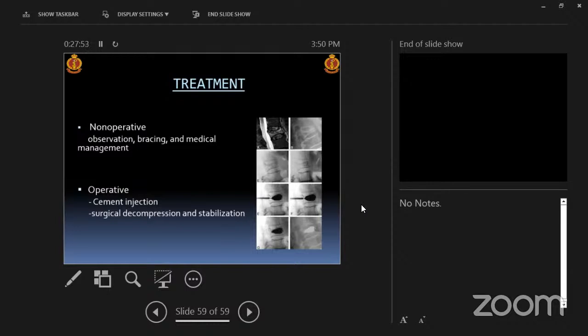Vertebroplasty: if there is no decrease in the height of the vertebral body, but there is a contusion and the patient complains of pain, you can inject the cement without kyphoplasty. We call it vertebroplasty. Surgical decompression and stabilization is for neurological deficit or a surgical change. That's it.